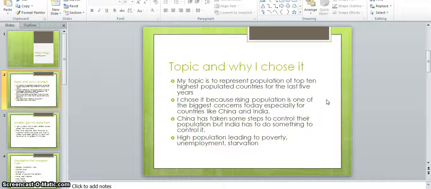The topic I chose and why. My topic is to present the population of the top 10 countries in the world with the highest population for the last 5 years. Why I chose it? Because rising population is one of the biggest issues today, especially for countries like China and India. China has taken some steps to control their population, but India's population is rising really rapidly, and the high population is leading to poverty, unemployment, starvation, and issues like those. That's why I chose this topic to work on.